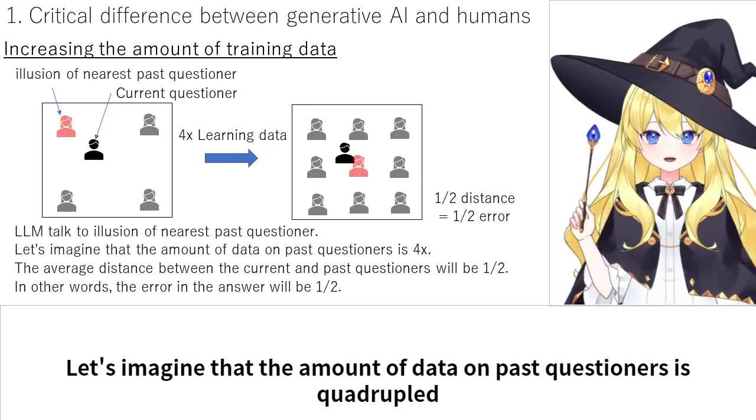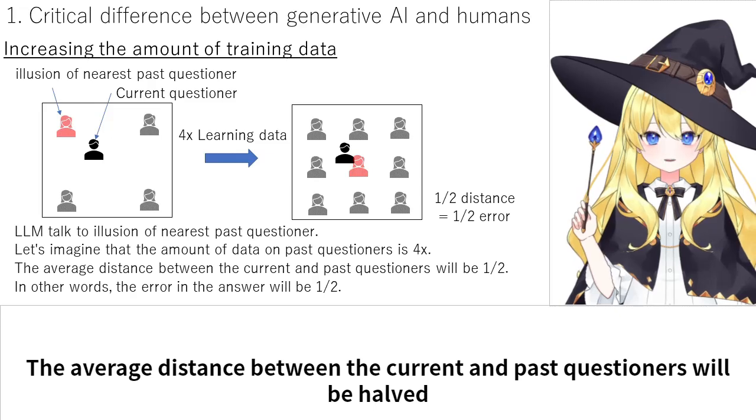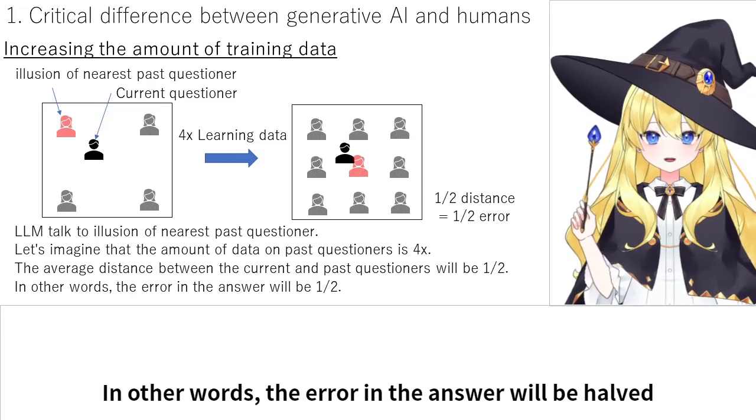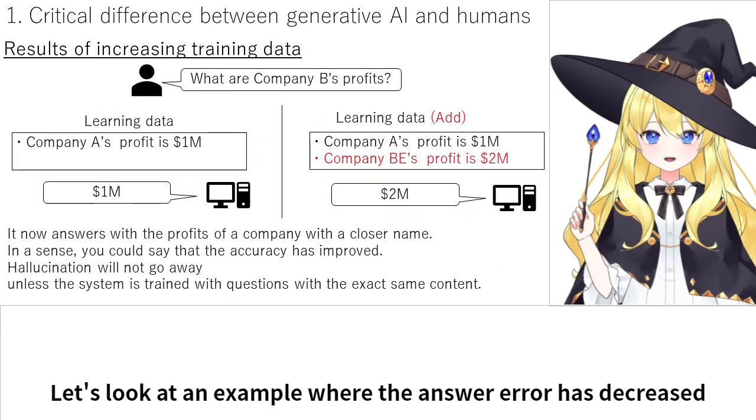Let's imagine that the amount of data on past questioners is quadrupled. The average distance between the current and past questioners will be halved. In other words, the error in the answer will be halved. Let's look at an example where the answer error has decreased.